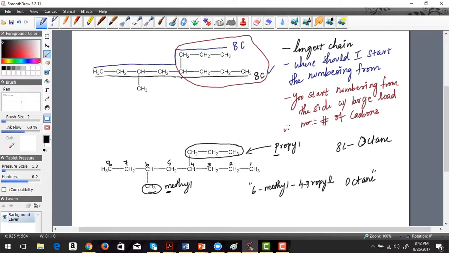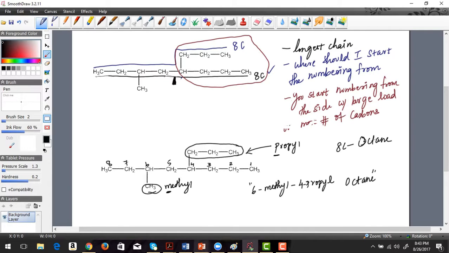Does that make sense? So the thing here is, first you got to figure out the longest chain, and then you have to figure out which side is heavily loaded or looks heavy just visually. If you want to treat this like your seesaw, right in the middle, which side's got more weight? Clearly this side. So you start numbering from the side that's got more carbons, or a large load. And then you also have to pay attention to which letter takes precedence over another letter. So 6-methyl-4-propyloctane is the name of this particular organic compound.